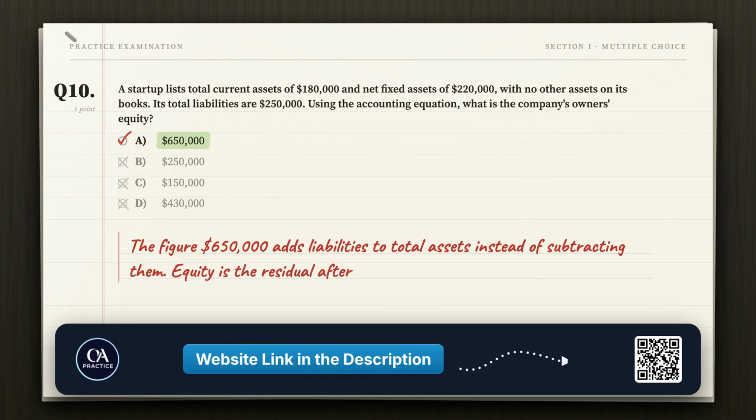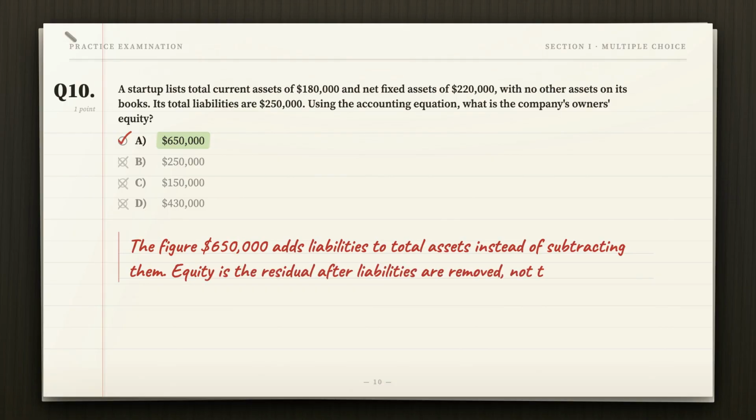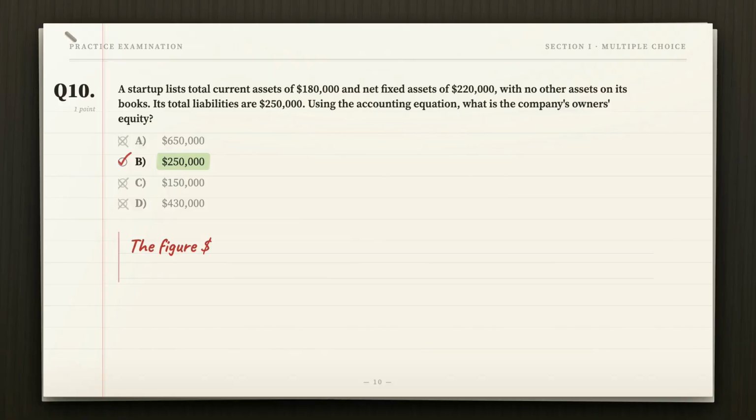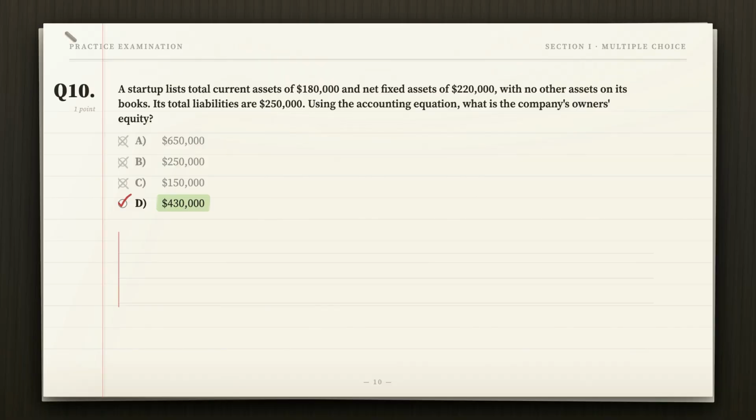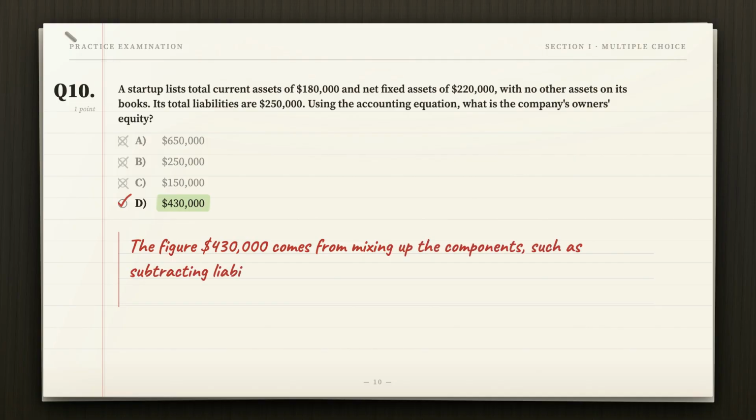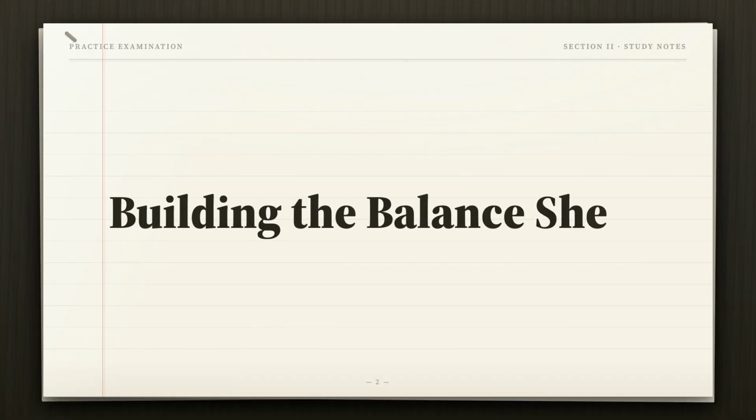Equity is the residual after liabilities are removed, not the sum. B is wrong because the figure $250,000 is total liabilities, not equity. Equity is the portion of assets left over once liabilities are covered. D is wrong because the figure $430,000 comes from mixing up the components, such as subtracting liabilities from only the fixed assets. Total assets are $400,000 and equity is $150,000.